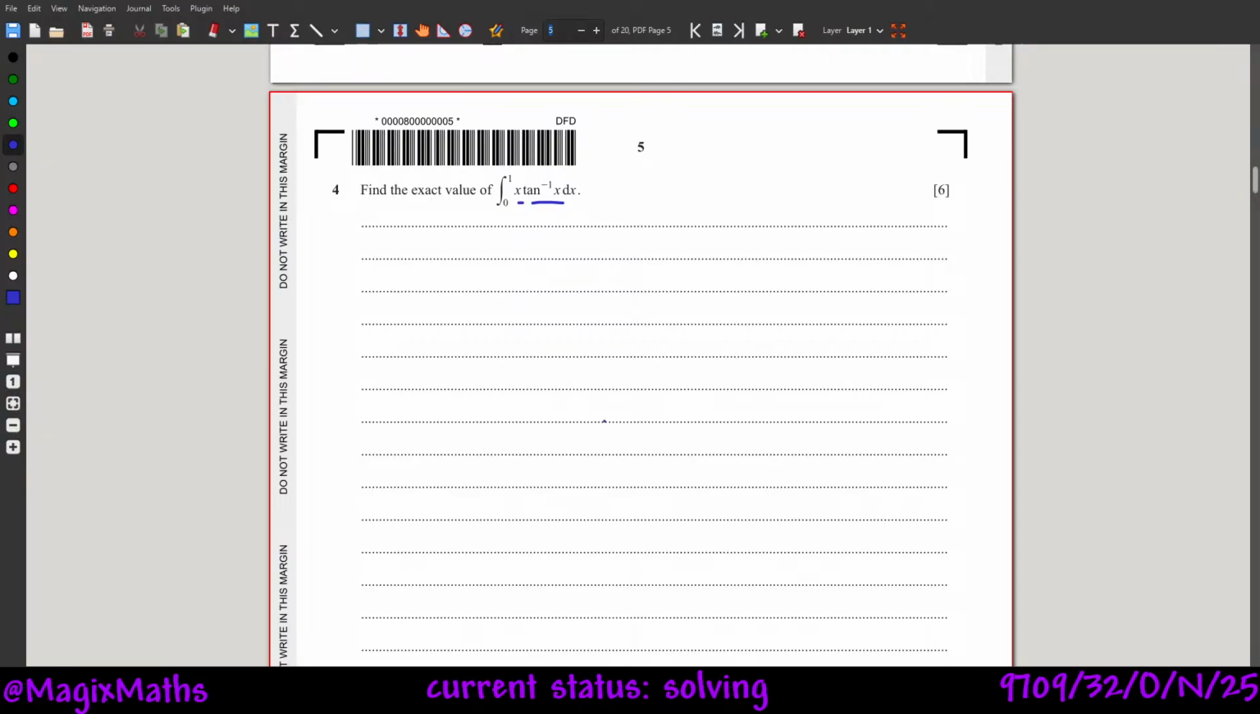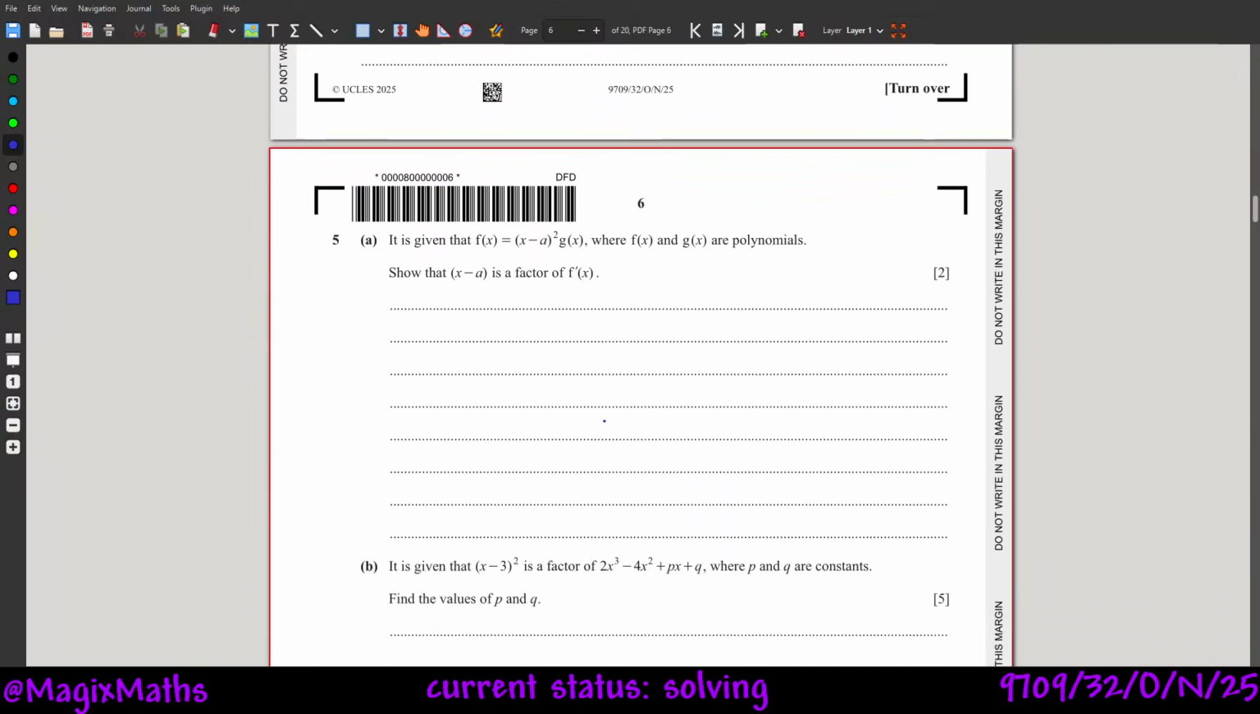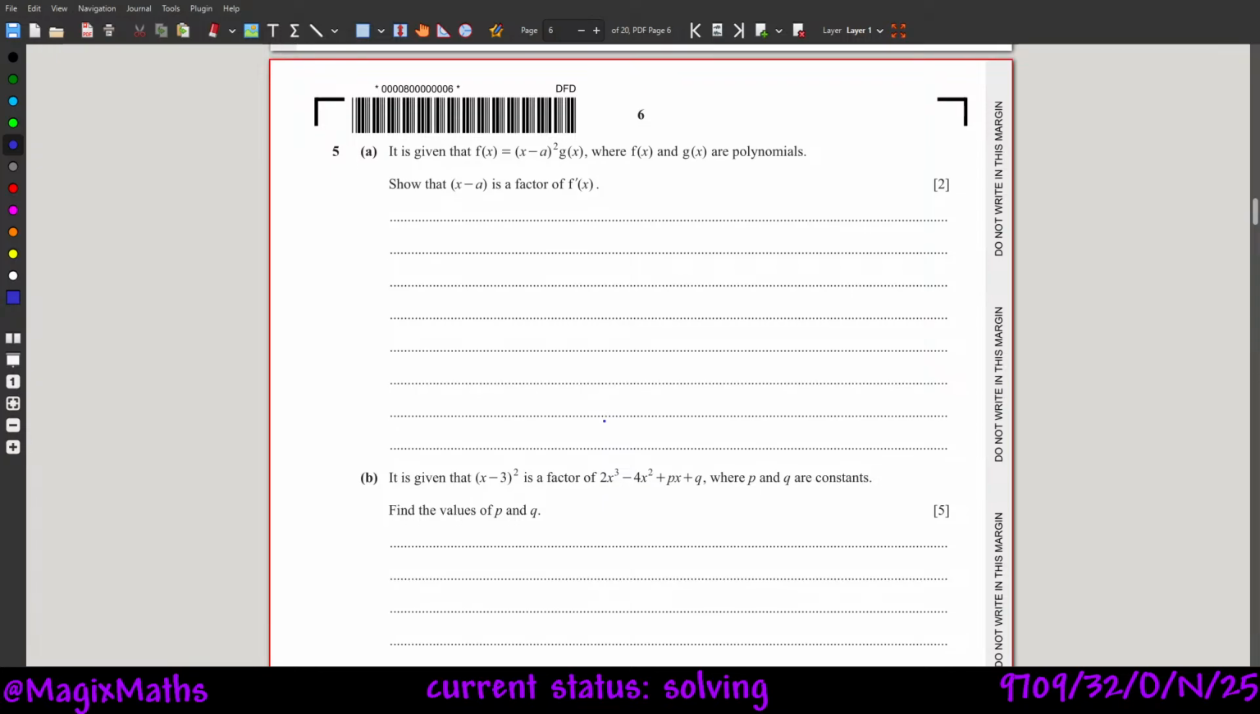So unfortunately, I might have to refer to Google for this one. Let's skip that one a bit and just try to do this one first. We'll go back to the questions where we're stuck later and then refer to Google. So f(x) is equal to this. f(x) is a g(x) times a polynomial, and we want to show that x minus a is a factor of f prime x.